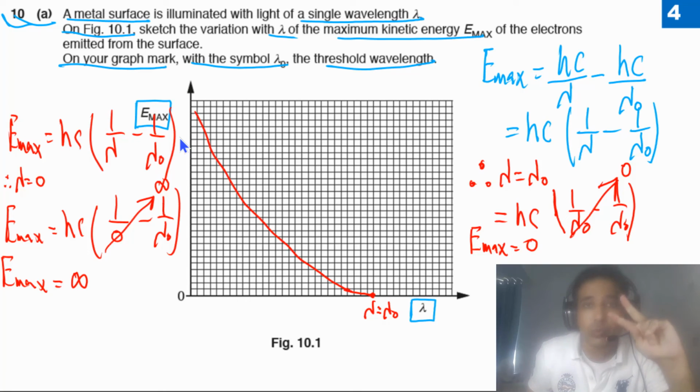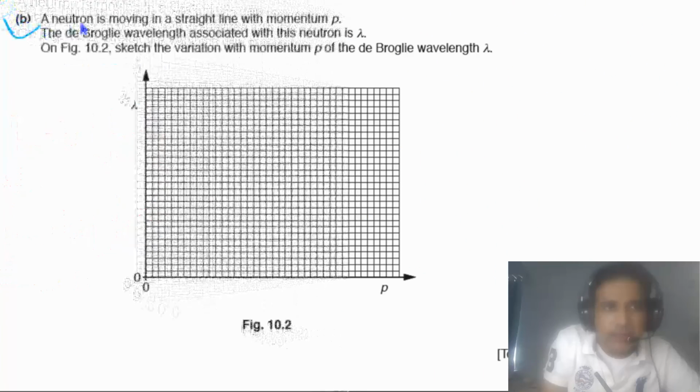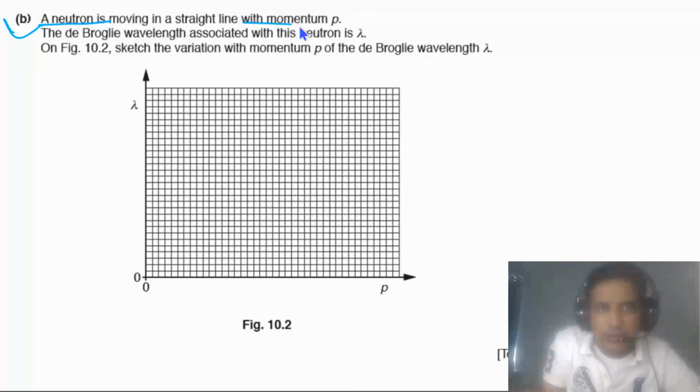So we have looked at two cases. One case is when lambda is equal to lambda naught, so Emax has to be 0. The second case is if lambda is 0, which physically is not possible, but theoretically we can assume it. So Emax has to be infinity. There will be an asymptote along the y-axis. So this will be the shape of the graph, a hyperbola. These two quantities are inversely proportional. So when lambda is decreasing, Emax is increasing.